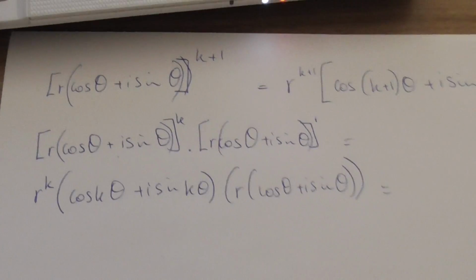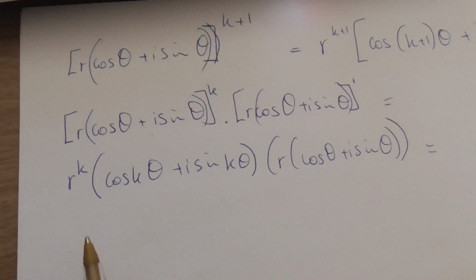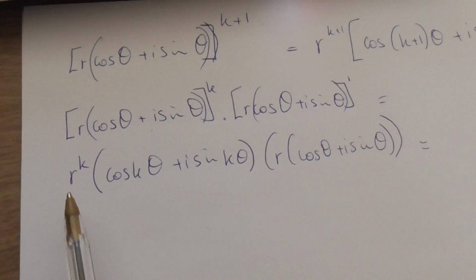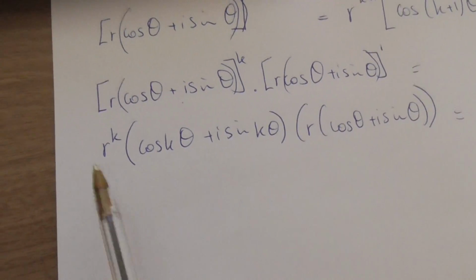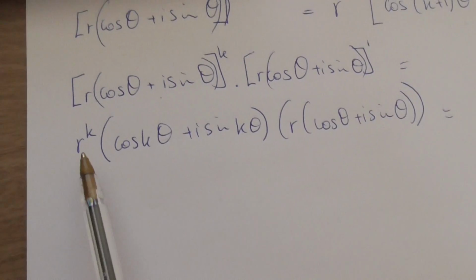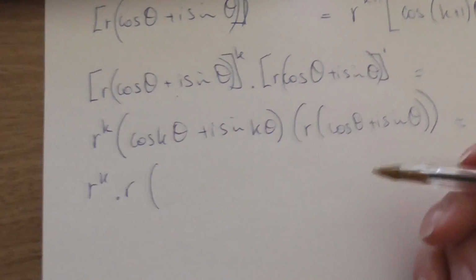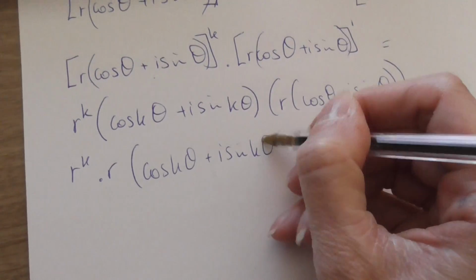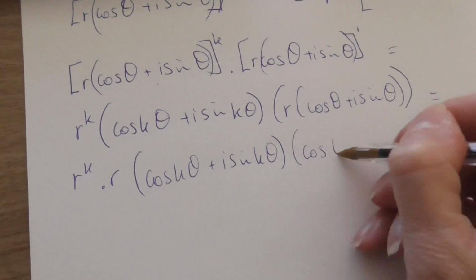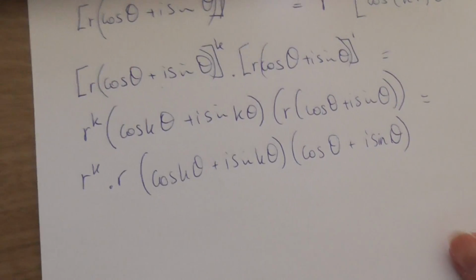You can keep bringing down the right-hand side. Okay. Now, these are being multiplied together. So again, remember I am going to use my knowledge here that they're all multiplied together, right? Those four brackets. So it doesn't matter what order you multiply them in. So I'm just going to put the two r's together. So I've got r to the power of k multiplied by r. Okay, then I have (cos k theta plus i sine k theta) multiplied by (cos theta plus i sine theta).